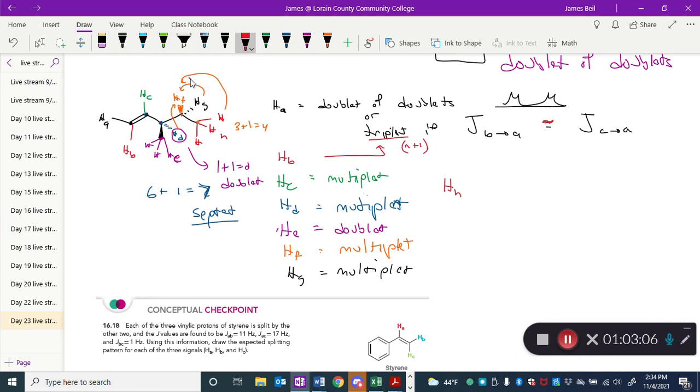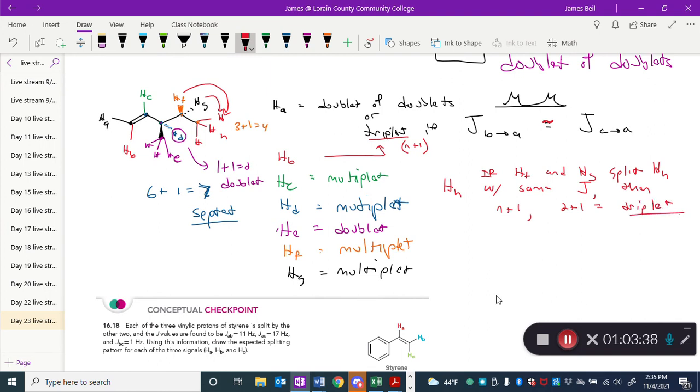So if F splits H with the same coupling constant that G splits H, so we can say if HF and HG split HH with the same coupling constant, then it'll be a triplet because n plus 1 is going to be 2 plus 1.